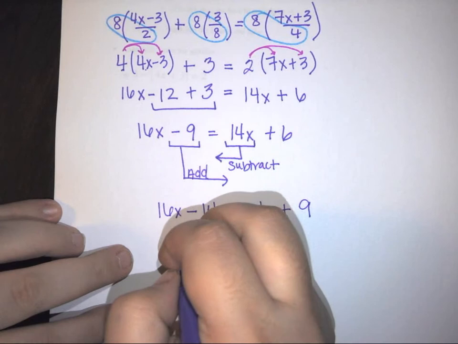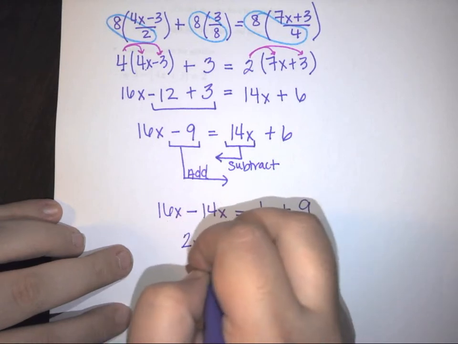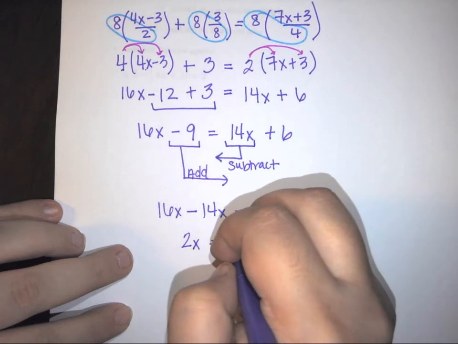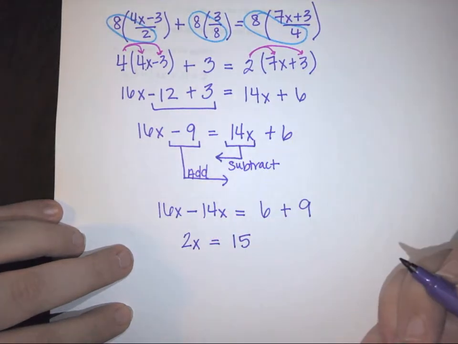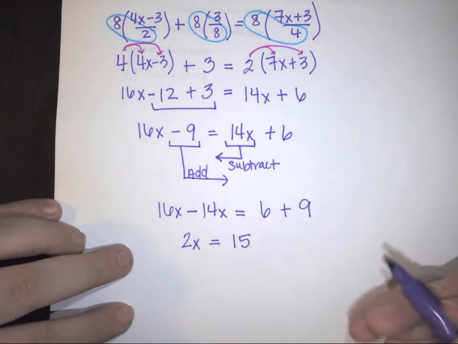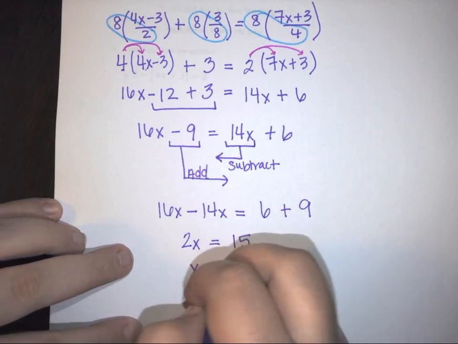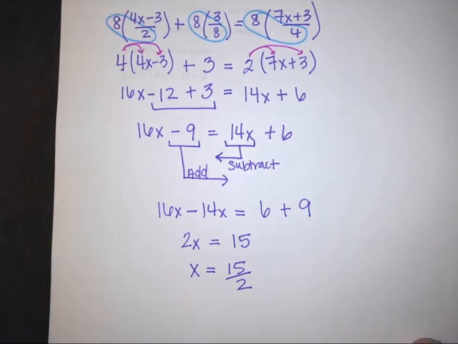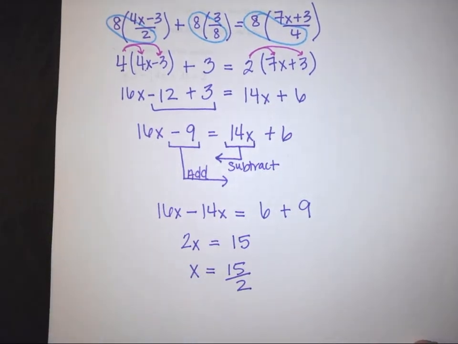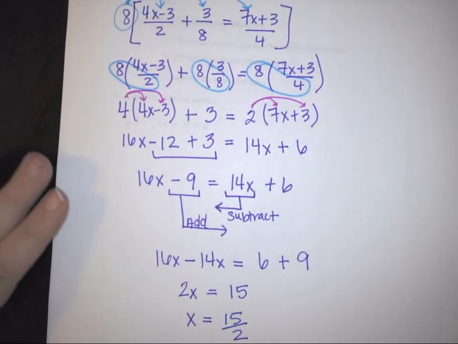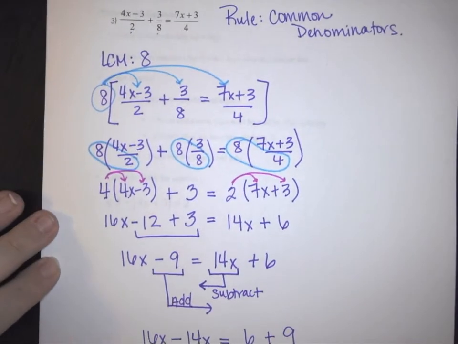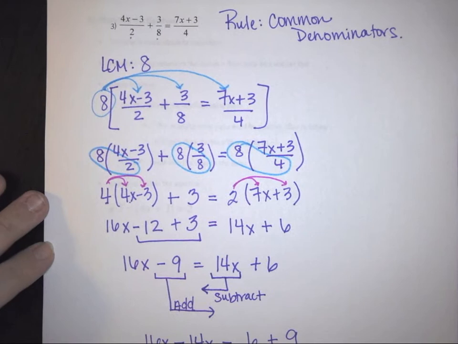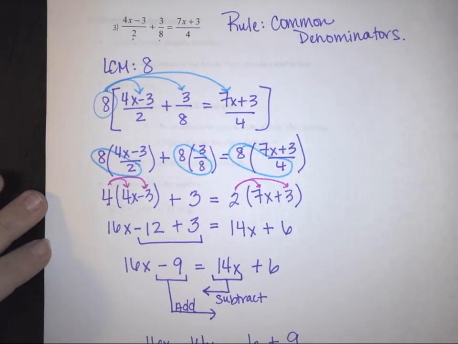16 minus 14 is going to give you a 2x is equal to, and then 6 plus 9 gives you 15. The last thing you need to do is divide 2 out of both sides. So x is equal to 15 over 2. And so that there is an example of working with rationals when you're trying to simply solve a linear equation.